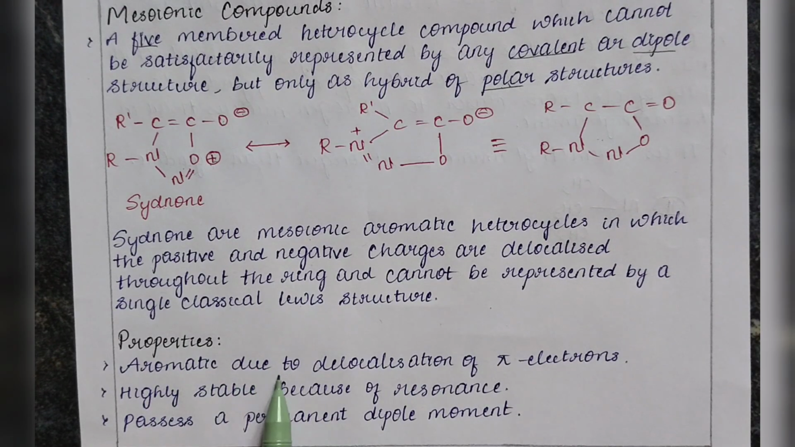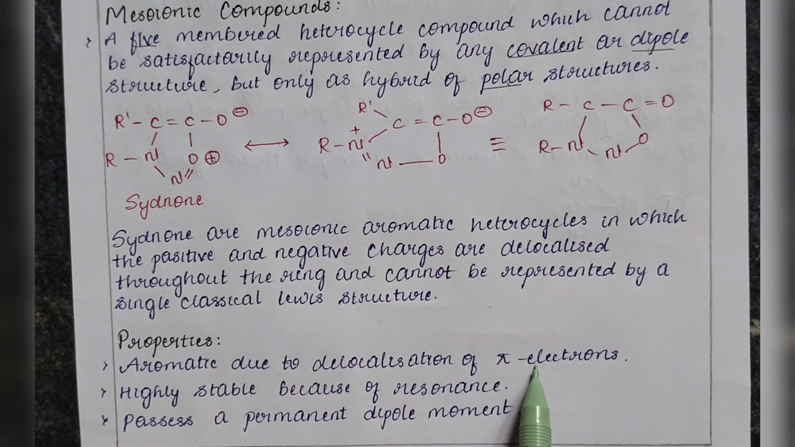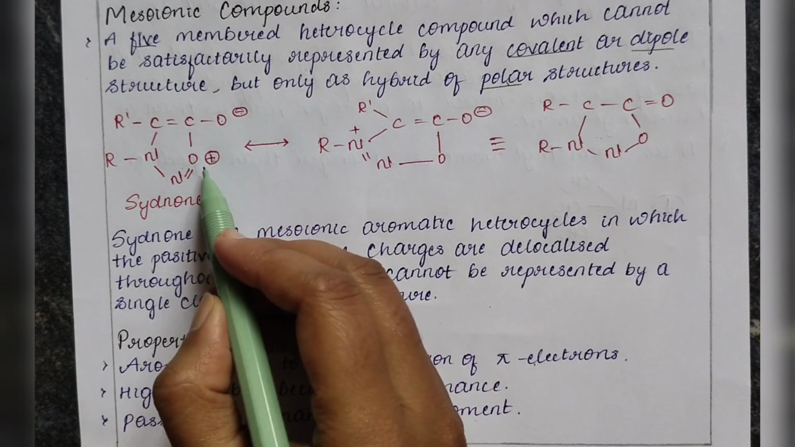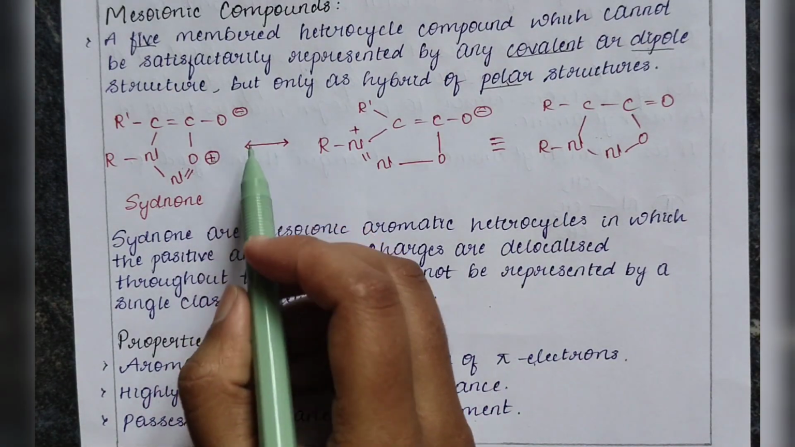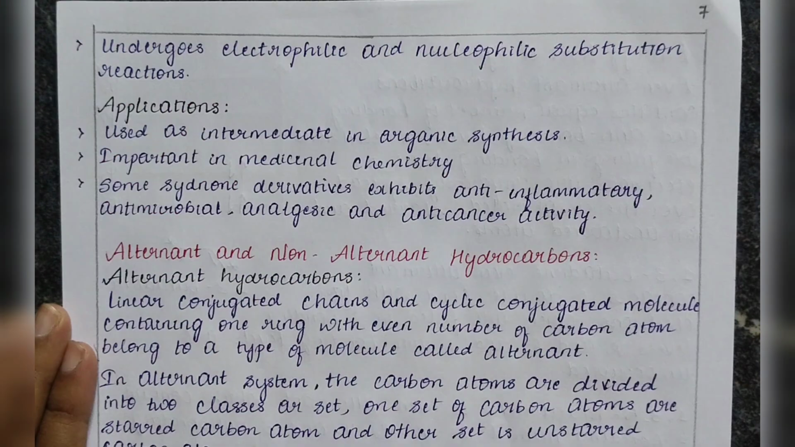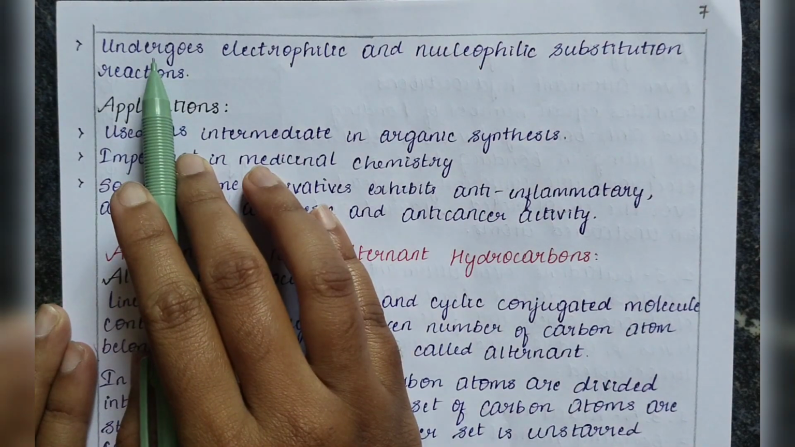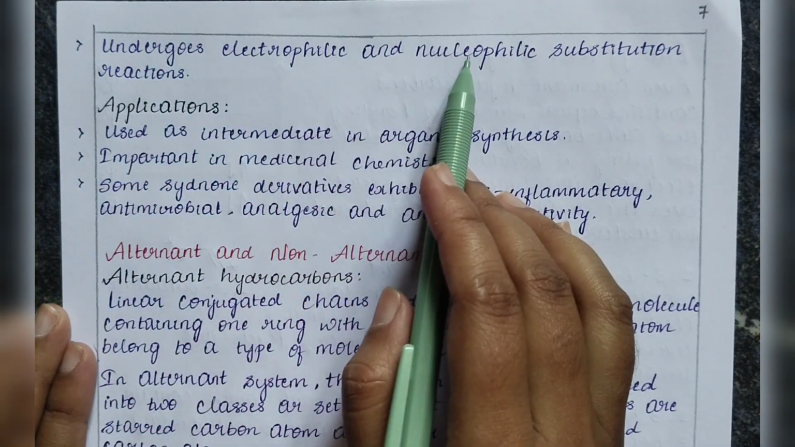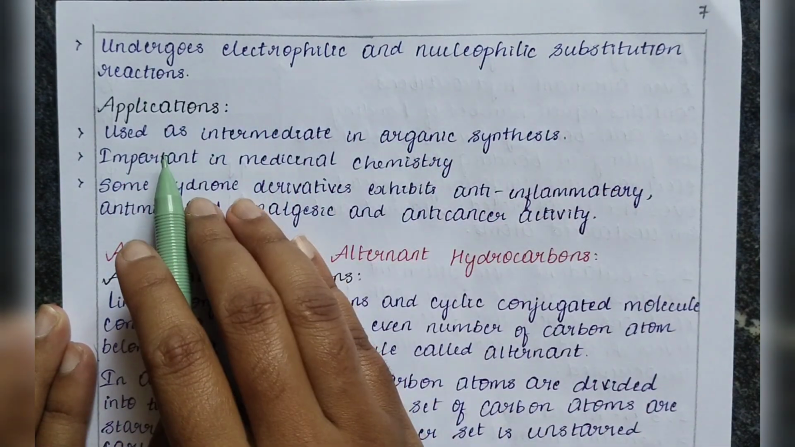Sydnone is aromatic due to delocalization of pi electrons. It is highly stable because of the resonance, and resonance is because of delocalization of pi electrons. And Sydnone possesses a permanent dipole moment. The dipole moment is because of both the positive and negative charge present in the molecule. And Sydnone can undergo electrophilic and nucleophilic substitution reactions.